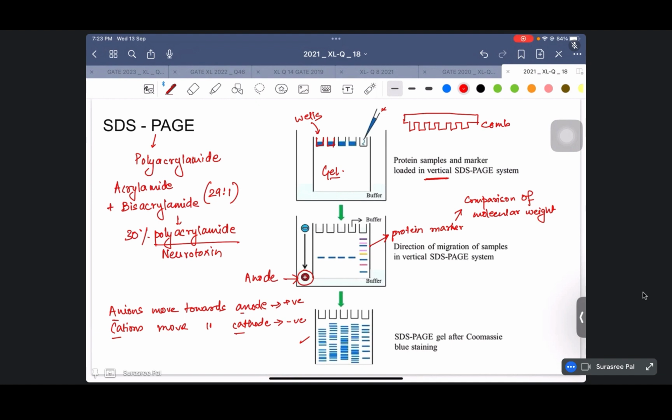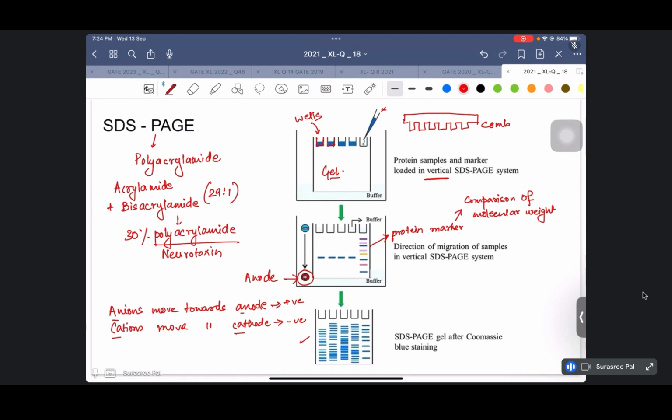So therefore the smaller proteins move faster, so they come towards the bottom of the gel, whereas the larger proteins face more resistance while migrating in the gel, so therefore they remain in the upper portions of the gel, so they migrate slower. So that is how we resolve the proteins according to their molecular weight.